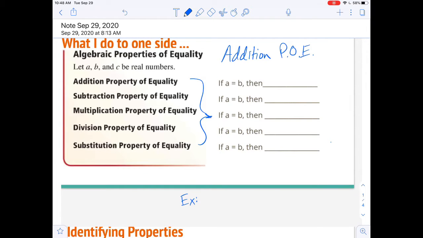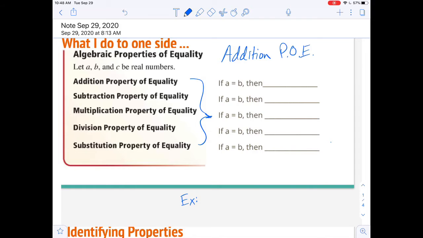Good afternoon, guys. We're going to talk about some properties of equality today. So we're doing algebraic properties. These are the properties that we've been working with since probably elementary school, but we're going to give them some formal names and definitions so we can use them as we work with proofs in geometry. And basically what we're saying here is whatever operation I do to one side, I'm going to do to the other side of the equation.